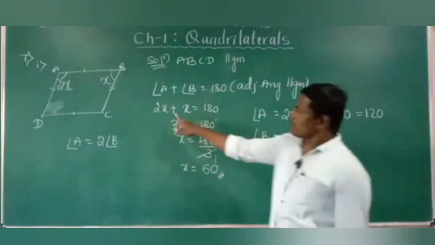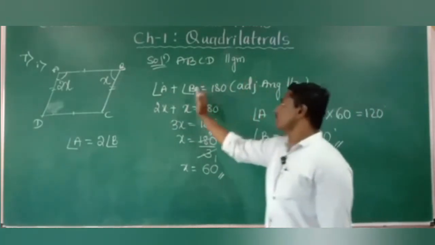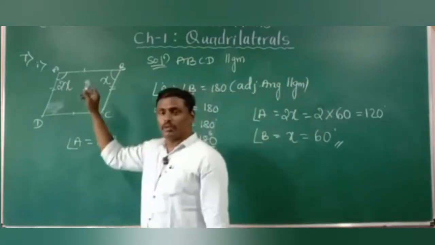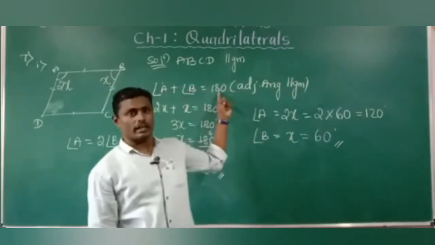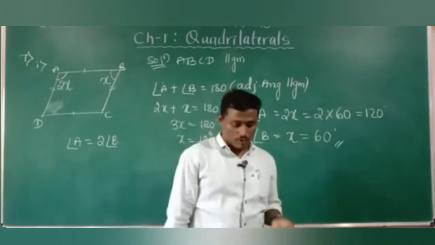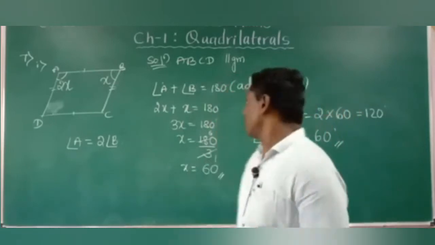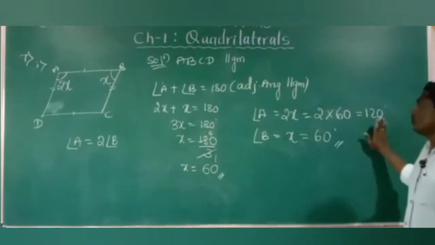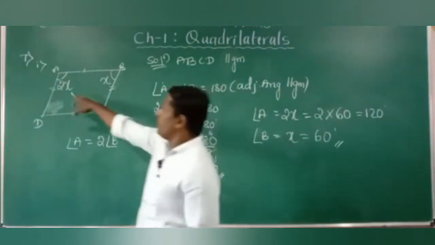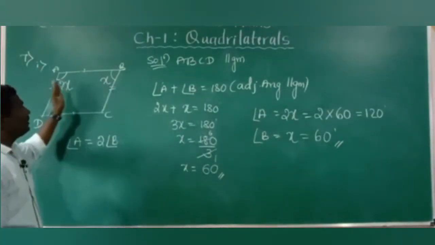Just add these two. Angle A is 120 degrees and angle B is 60 degrees. By adding these two angles, again we will get 180 degrees. So the sum of those two angles forms co-interior angles, or the sum of the two angles is equal to the supplementary. So these are the two required angles. Here angle A is equal to 120 degrees and angle B is equal to 60 degrees.